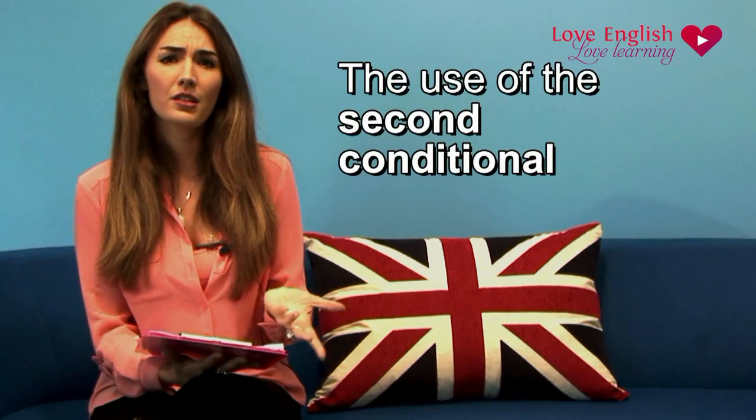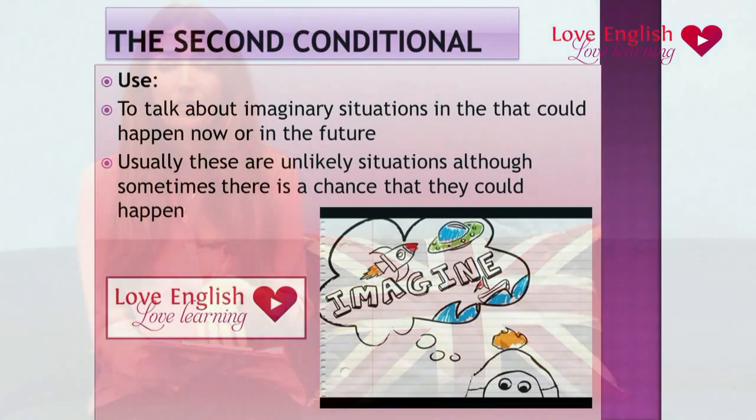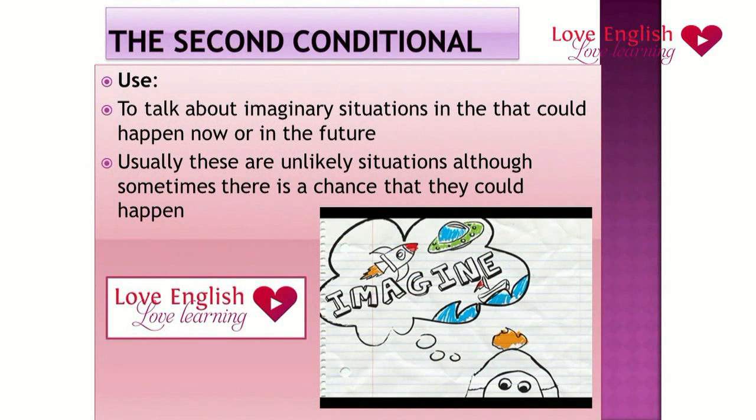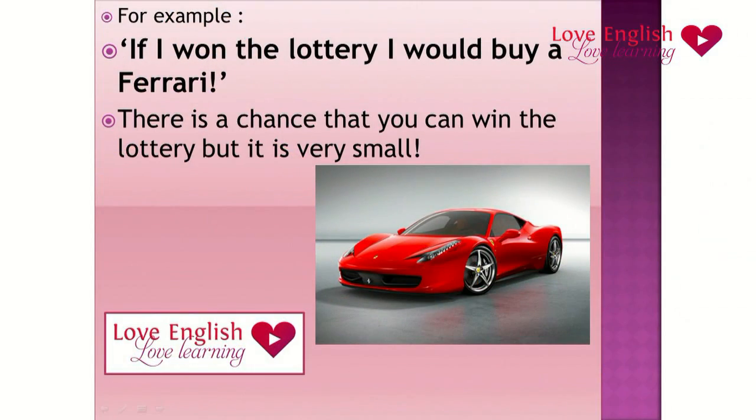So we use the second conditional to talk about situations which we imagine in the present or in the future. So where we imagine what we could do or we might do if something happened, okay? So usually these are quite unlikely situations, but sometimes there is a small possibility that the thing could happen. For example, this is a very popular example. If I won the lottery, I would buy a Ferrari. I'm sure lots of people would agree with that, if they won the lottery, they would buy a Ferrari.